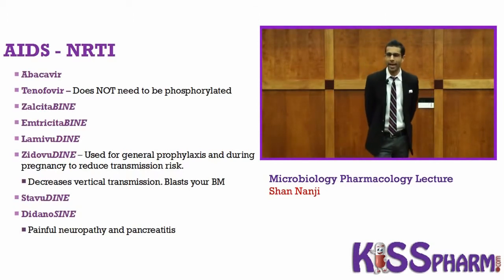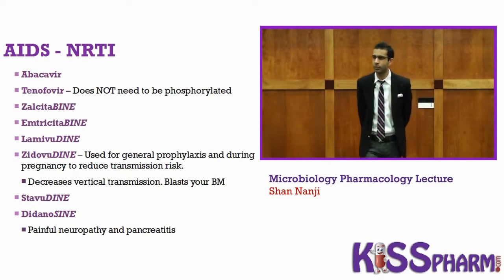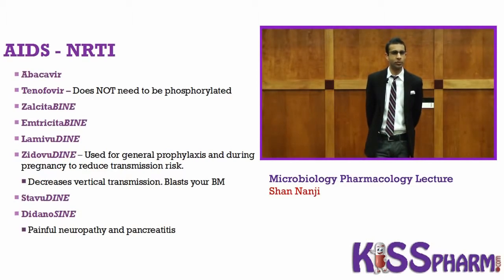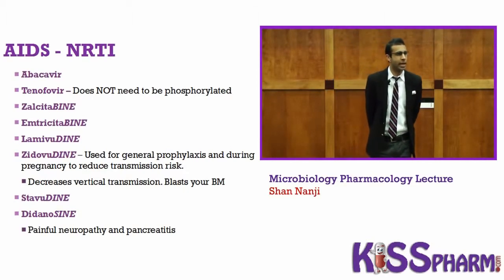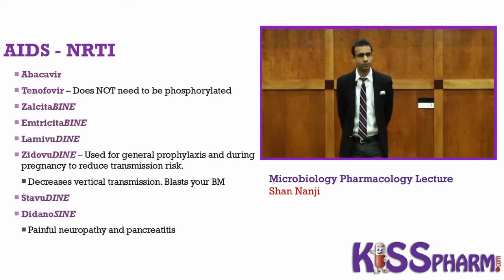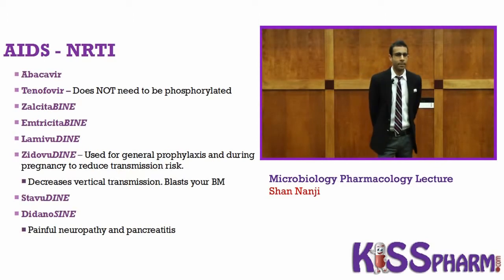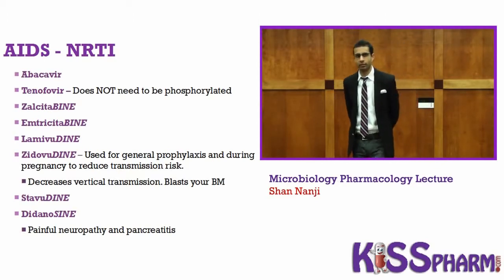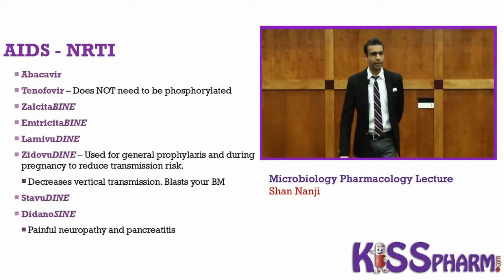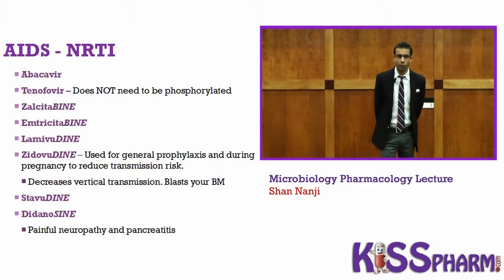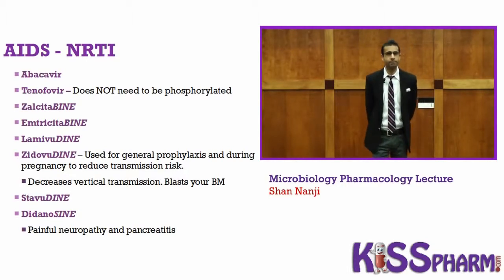There's one that does not need to be activated by thymidine kinase. Which one is it? Tenofovir. There's one that's used as general prophylaxis and to decrease vertical transmission risk, and that one is? Zidovudine. There's one that can cause painful neuropathy as well as pancreatitis. The name of that drug is? Didanosine. Now, zidovudine used to be known as AZT. That drug can cause megaloblastic anemia. Which one on this list can cause megaloblastic anemia? Zidovudine.